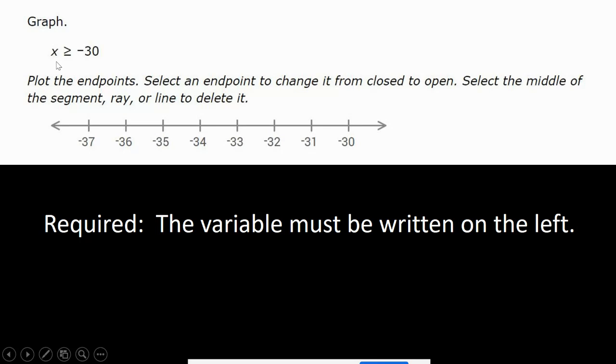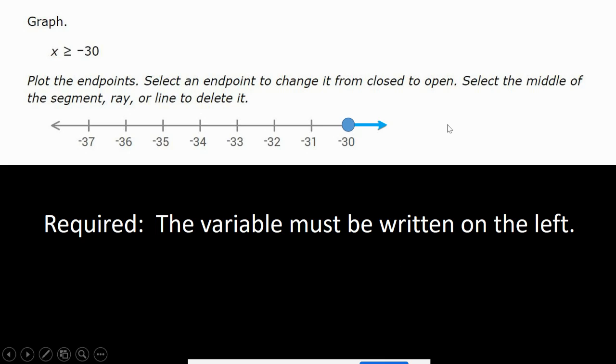Variable is written on the left, so check. Is there an equal sign? There is. So I know I can start at negative 30 and do a closed circle. Now I kind of like this example because most of the time when we graph, somebody's always graphing it from the middle of the line. But this one's at the very end. And that inequality is pointing in what direction? Well, it's pointing to the right. So we actually have to graph that way. That is the answer to this problem.